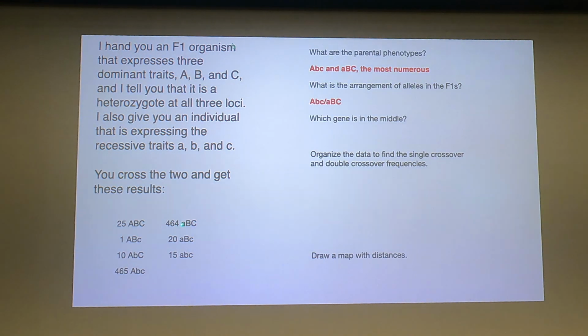Now, I picked one that's a little less obvious. So here we got big A, and then this one we got little a. Those are different. But we've also got little c and big C here. Those are different. Big B and big B are the same. So B has got to be the odd one. Okay, so which gene is in the middle? B. Yeah, it's that easy.